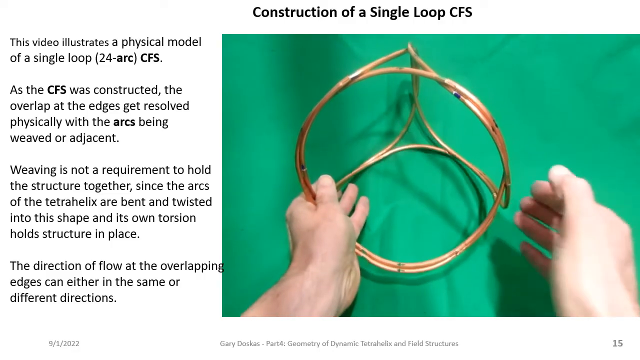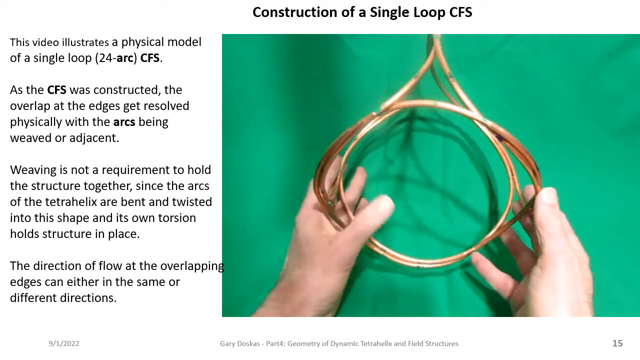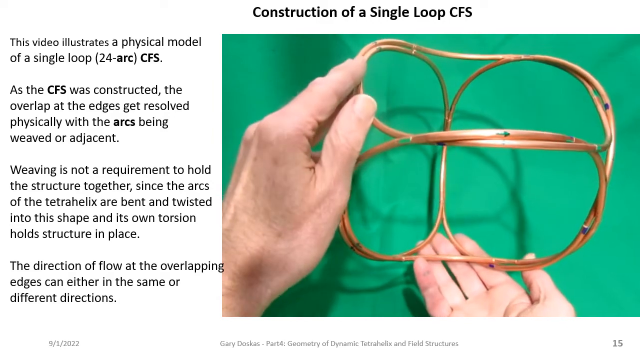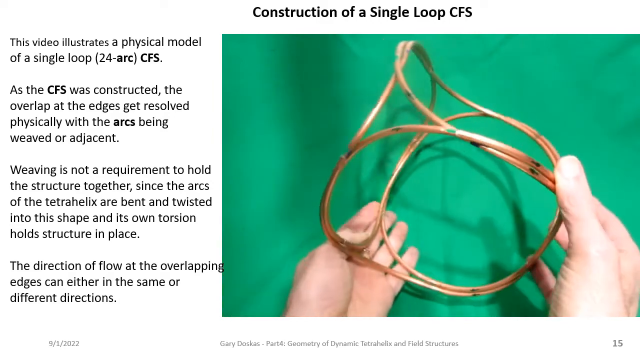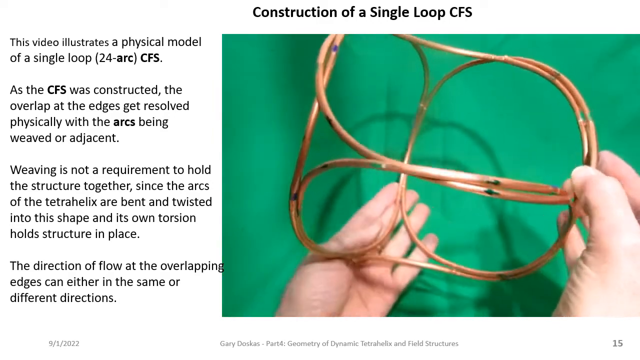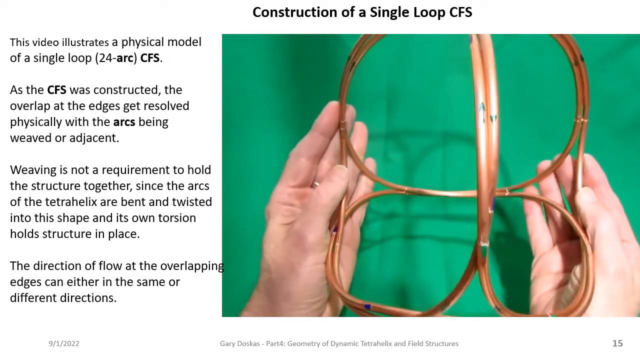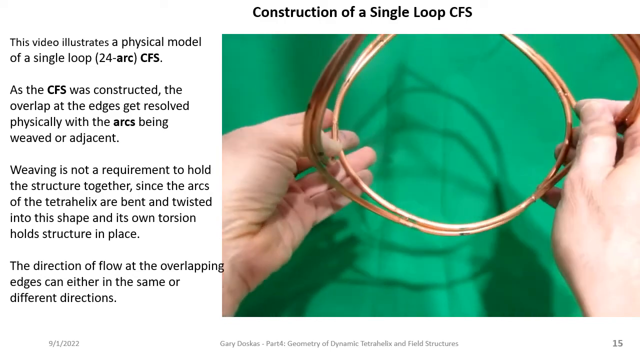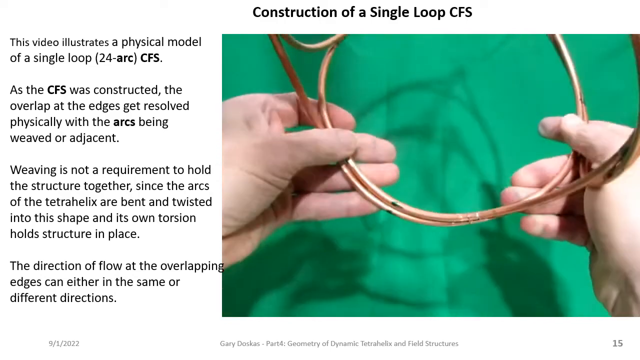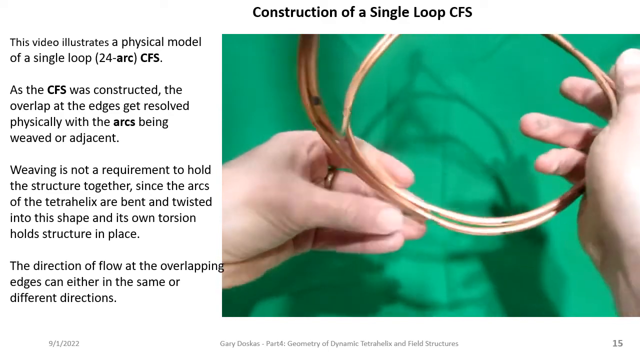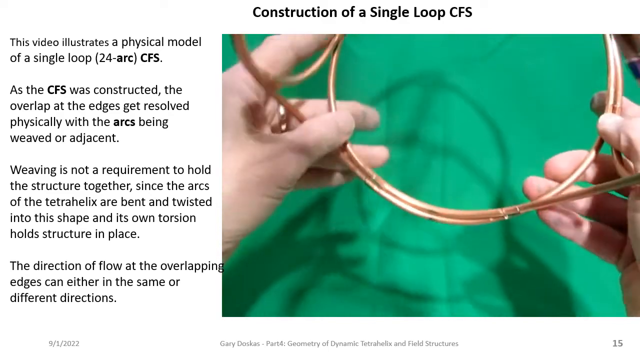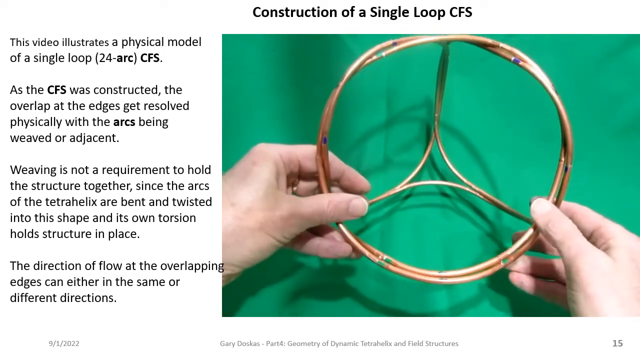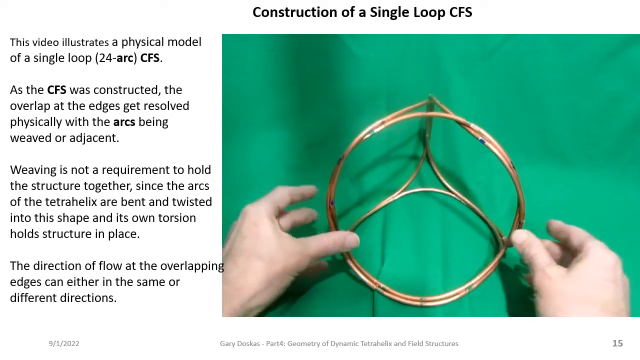Construction of a single-loop CFS. This video illustrates a physical model of a single-loop, 24-arc, CFS. As the CFS was constructed, the overlap at the edges gets resolved physically, resulting in the arcs being weaved or adjacent. Weaving is not a requirement to hold the structure together, since the arcs of the tetrahelix are bent and twisted into this shape and its own torsion holds the structure in place. The direction of flow at the overlapping edges can be either in the same or different directions.